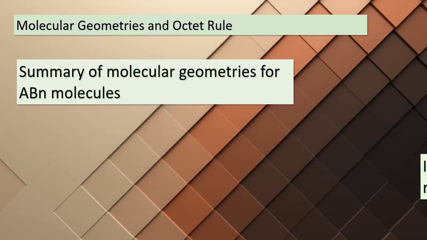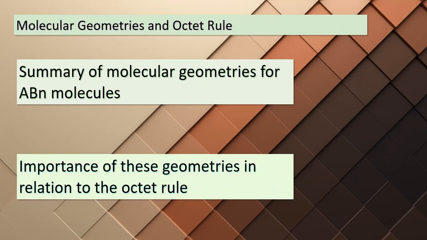Welcome back, students. Today, we're delving into the world of molecular geometries and the intriguing concept of the octet rule. Our journey begins with Table 9.2, which provides a comprehensive summary of possible molecular geometries when an ABn molecule has 4 or fewer electron domains around atom A.